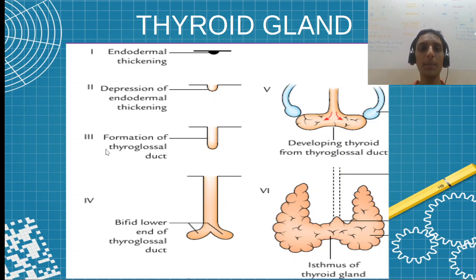What was important in pituitary? I told you, Rathke's pouch. Here it is the thyroglossal duct. Then there is a bifurcation. We are observing the bifurcation here. And now this bifurcation is developing into the thyroid gland. Sorry, the thyroglossal duct is developing into the arch we are seeing here, and then there is formation of the thyroid gland. So this is a sequence to show you the development of the thyroid gland.